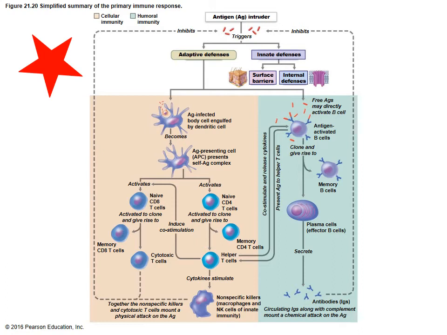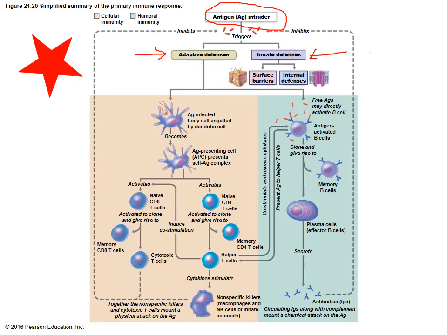Basically, it says that if you have a foreign antigen that is exposed within the body, you can have an adaptive response or an innate response. The innate response is one that's going to be equal for all of us. So it's going to be things like the surface barriers and our internal defenses. So they drew out the complement system right here. But this is also where you would find your fever, your inflammation, your macrophages, your natural killer cells.